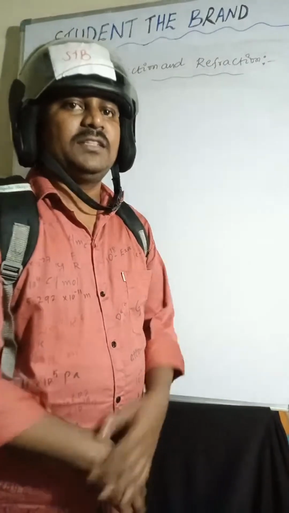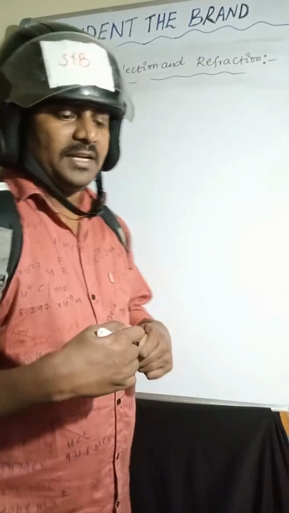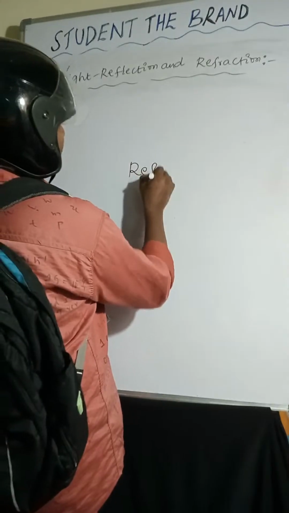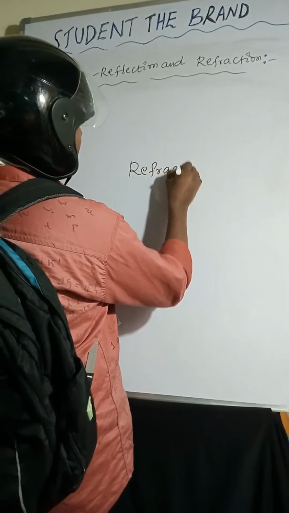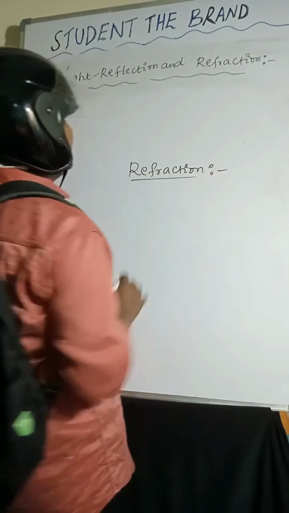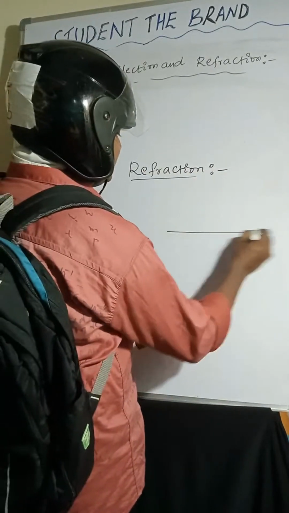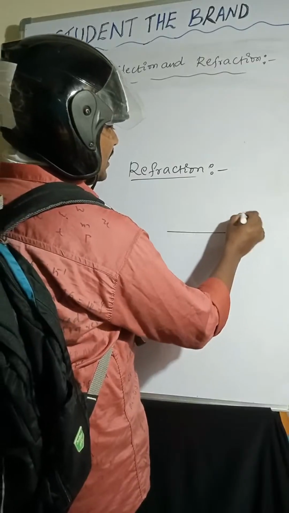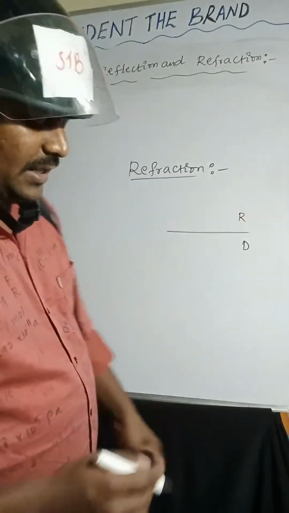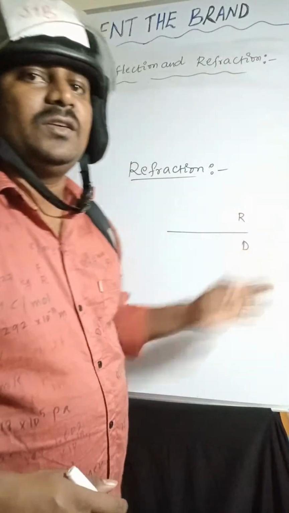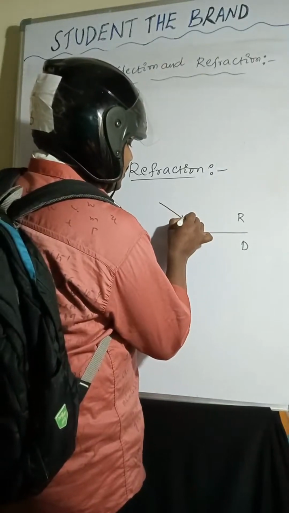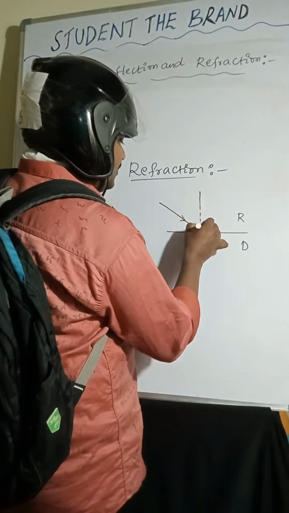Coming to the refraction phenomena, we'll discuss about refraction. Refraction is nothing but, so I'm taking this: this is a rarer medium and a denser medium. The light ray is moving from rarer to denser here. I'm taking this as a normal line.